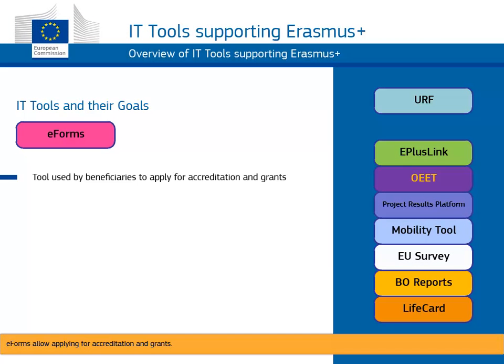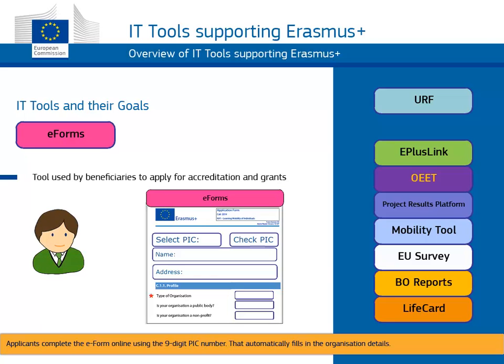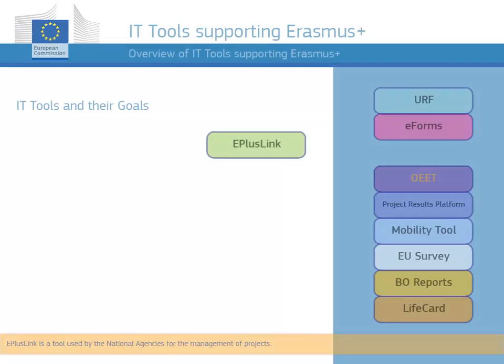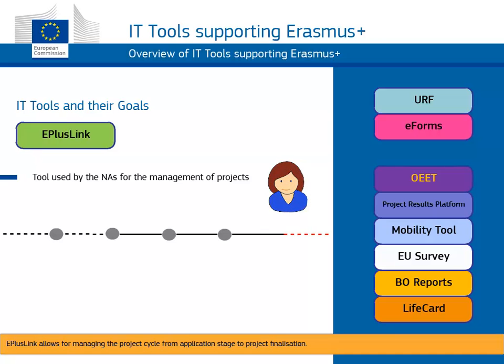E-forms allow applying for accreditation and grants. Applicants complete the e-form online using the 9-digit PIC number. That automatically fills in the organization details. E+ Link is a tool used by the national agencies for the management of projects. E+ Link allows for managing the project cycle from application stage to project finalization.